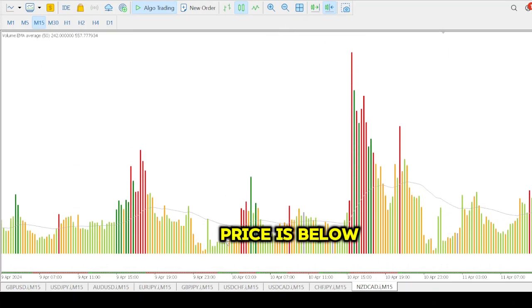Now, when the price is below this EMA line, there is not enough volume in the market and you are better off not trading. These are points where you are taking countless losses, just taking losses from the market. The only time you take a trade is when the bars are above this EMA line here.